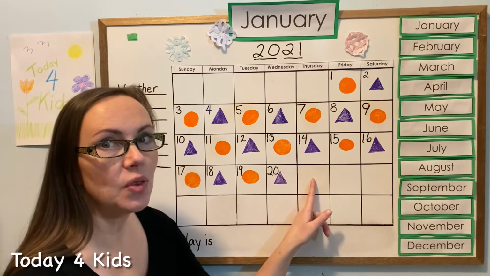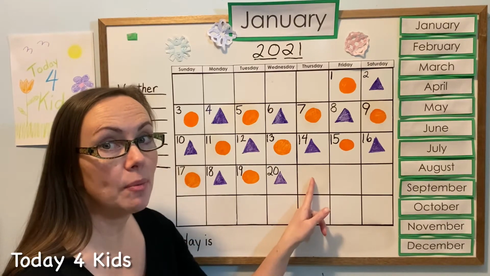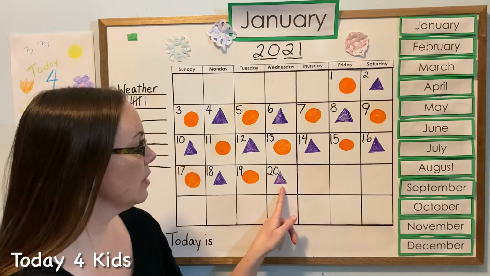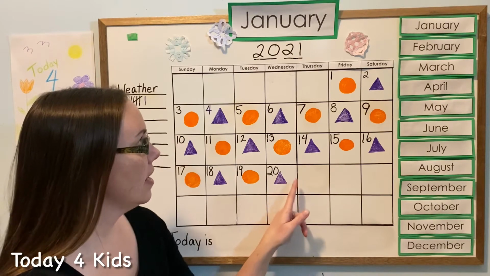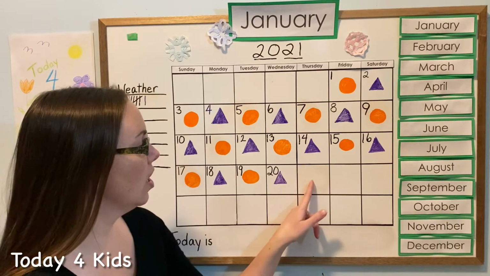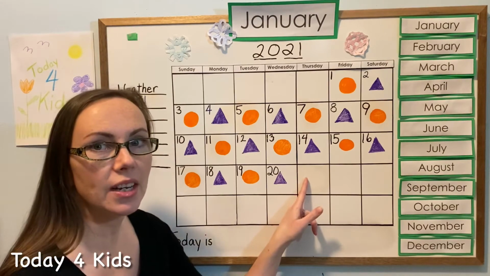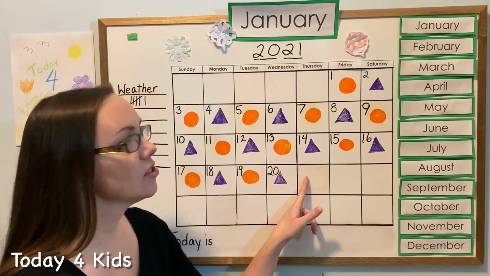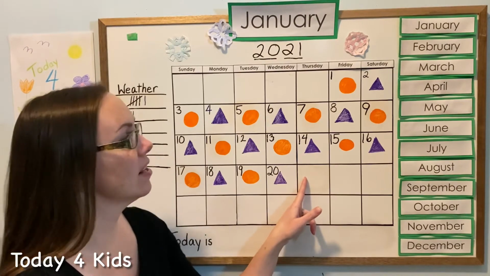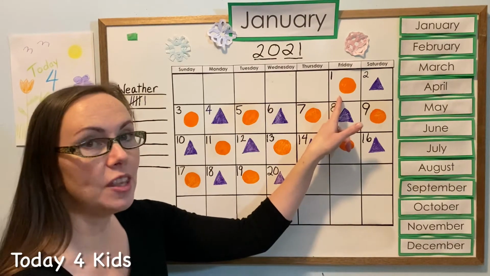So before we figure out the date, let's put our pattern in so that we remember where we are. So if yesterday was purple triangle and this is today, what do we need to follow up with our purple triangle? What shape or drawing do we need to put here? Let's see if your guess is correct. Let's go back to the beginning and say our pattern together. Are you ready? Say it with me.